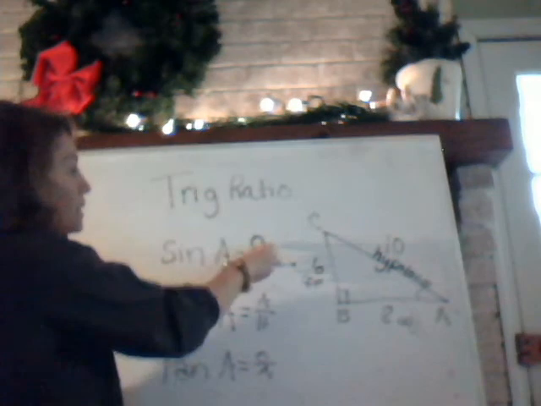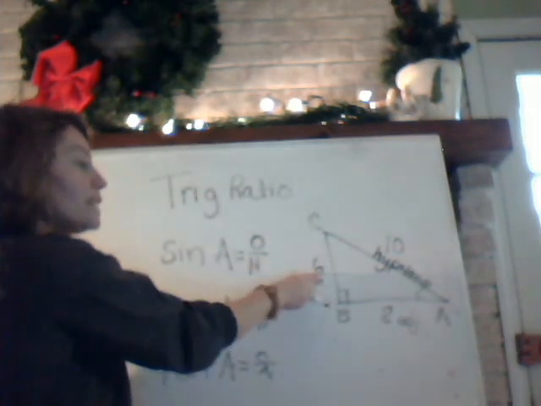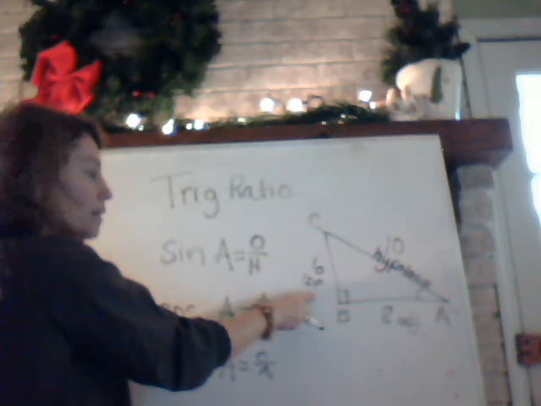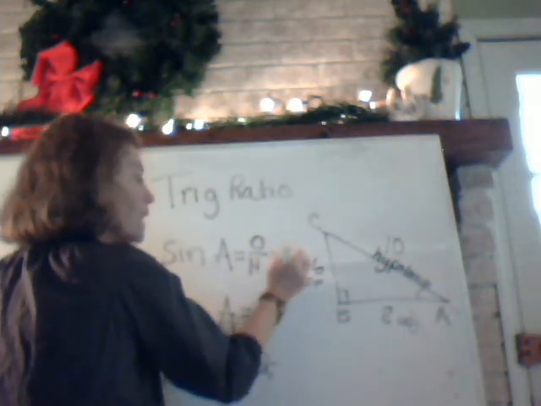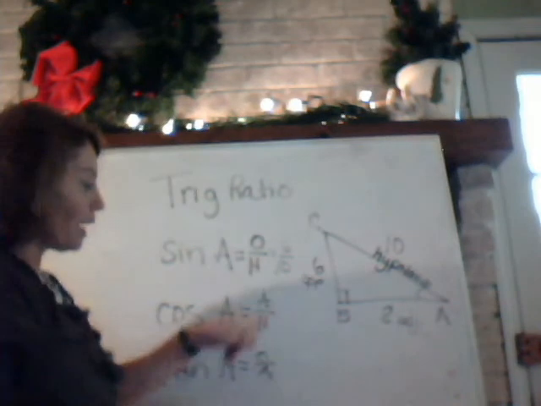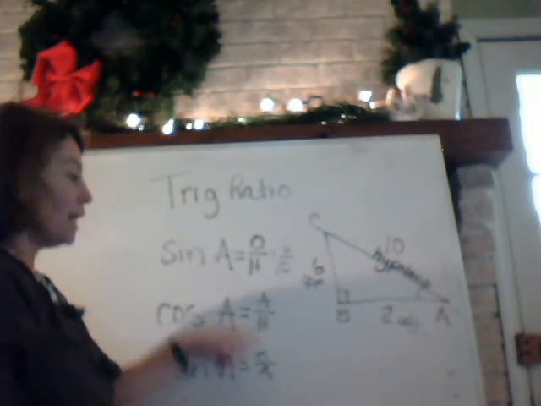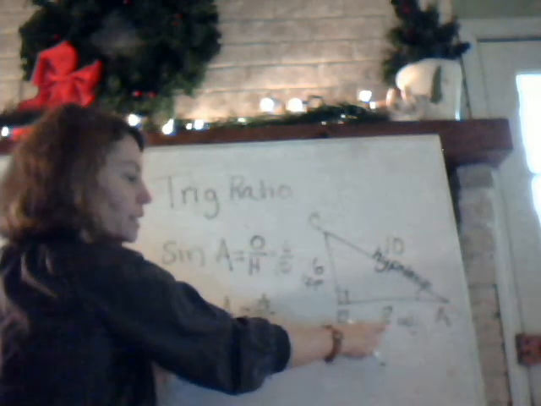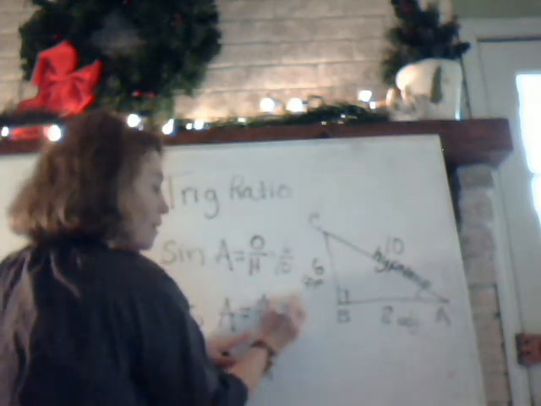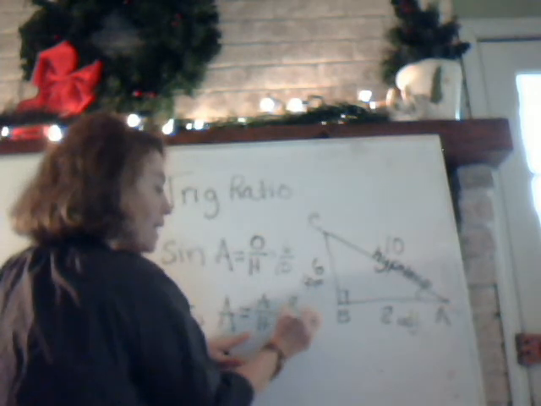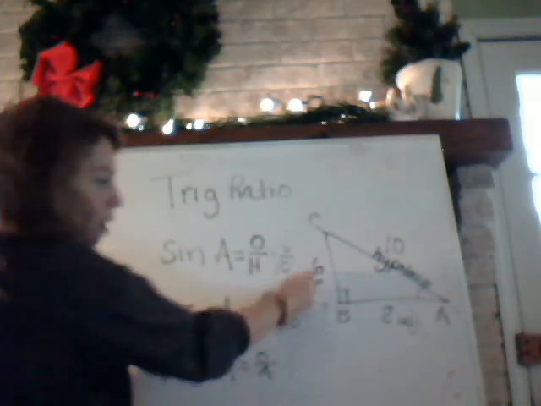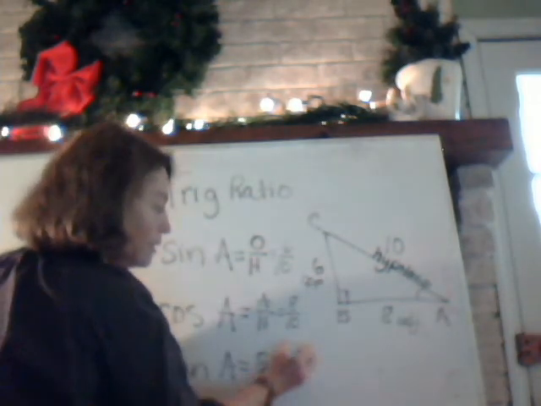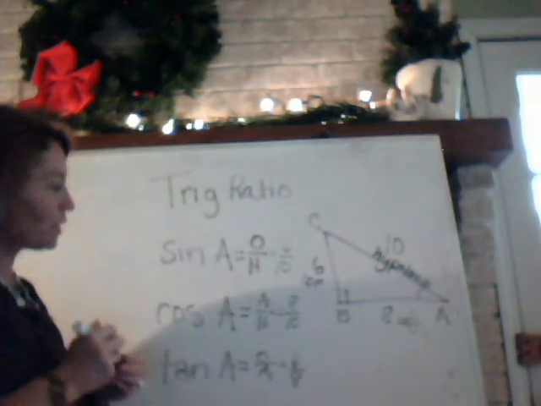Since sine is the opposite over hypotenuse, that's going to be 6, because 6 is opposite angle A, and the hypotenuse is 10. So my trig ratio would be simply 6/10. Okay, my ratio for cosine is adjacent over hypotenuse. Well, adjacent is 8, hypotenuse is 10. So that would be 8/10. Okay, and the last one, tangent, is opposite over adjacent. Well, opposite over adjacent would be 6/8. So that's how you set up your trig ratios.